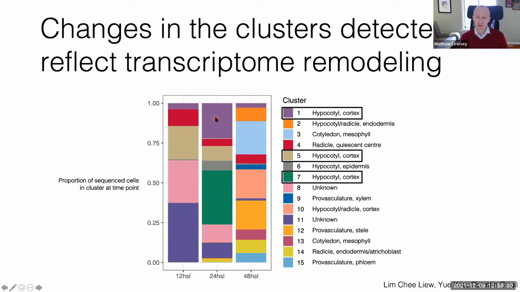If we focus in just on the hypocotyl, and particularly I've labeled hypocotyl cortex clusters, so all the same cell type, 1, 5, and 7. At 12 hours, we detect a little bit of cluster 1, a lot of cluster 5, and basically none of cluster 7. As we go through to 24 hours, we've now got a lot more cells annotated to cluster 1. We've lost some of cluster 5, and cluster 7 has greatly enlarged. By 48 hours, we're barely detecting these.